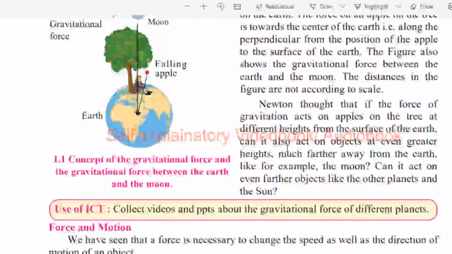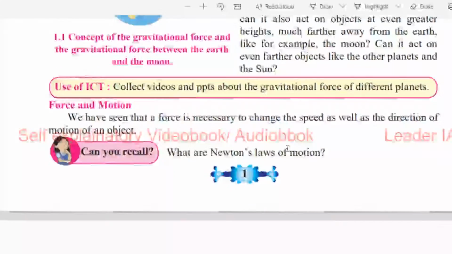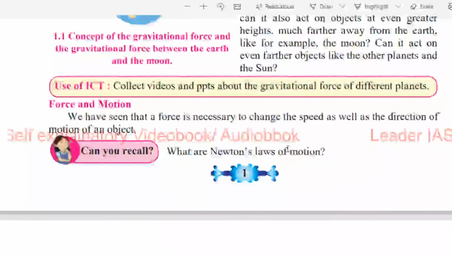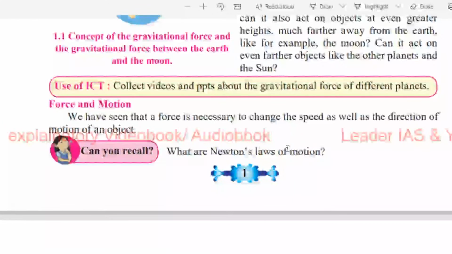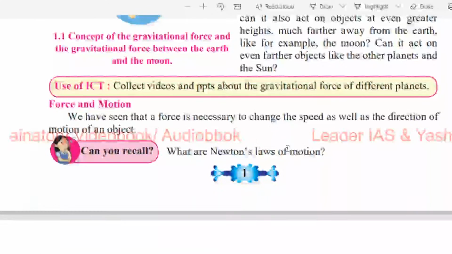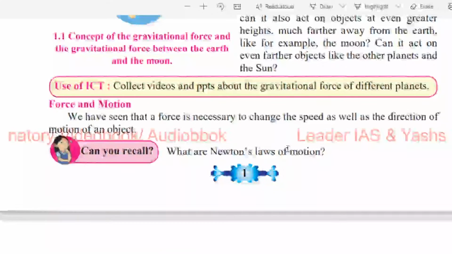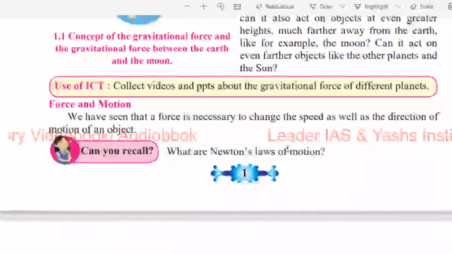In the box, use of ICT, that is, information communication technology: collect the videos and PPTs about the gravitational force of different planets. Box close. Force and motion. We have seen that a force is necessary to change the speed as well as the direction of motion of an object. Can you recall what are Newton's laws of motion?